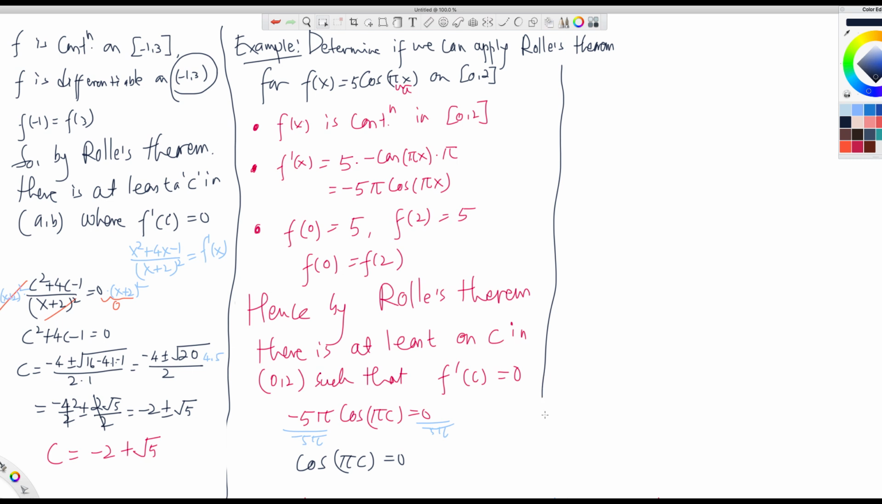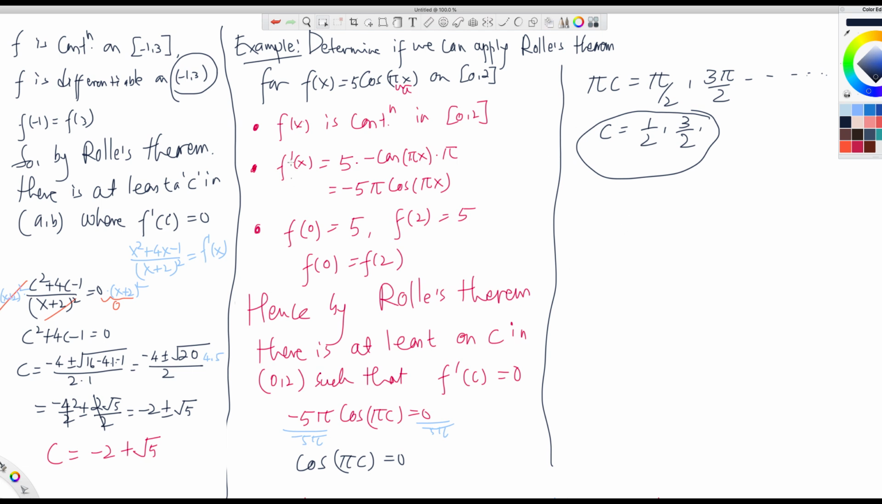What angle gives cosine equal to 0? So you write pi times c equals pi over 2, and the other is 3 pi over 2. We have to divide by pi, so that's fine. There are other values too. So c will be 1/2 and 3/2, and there may be others, but those will be outside this interval. These are the values of c that lie inside this interval where the slope is parallel to the x-axis. Okay, so these are some of the examples.